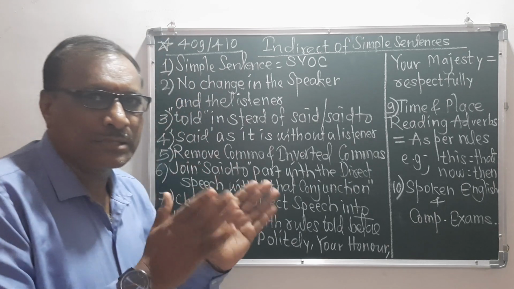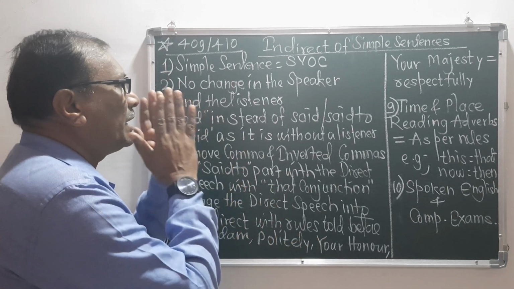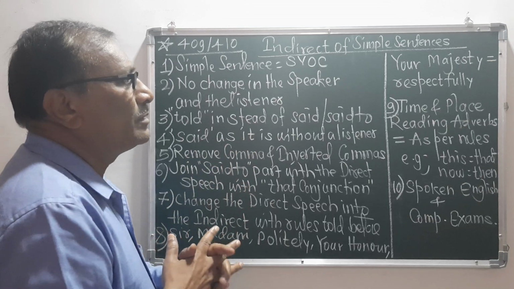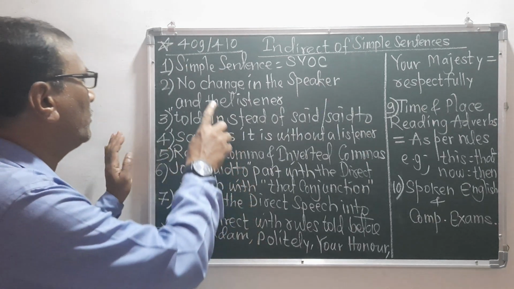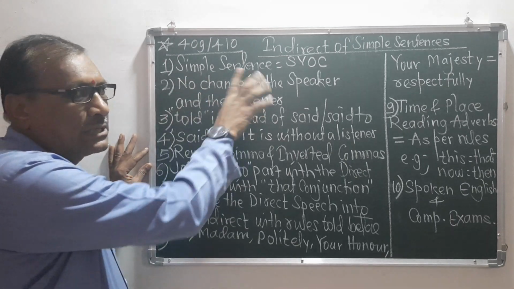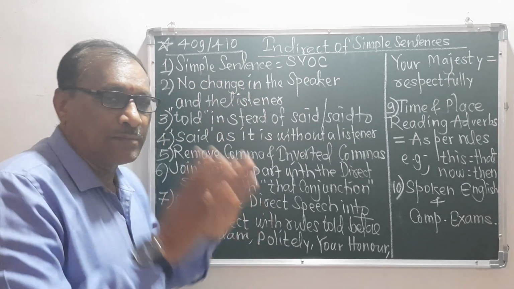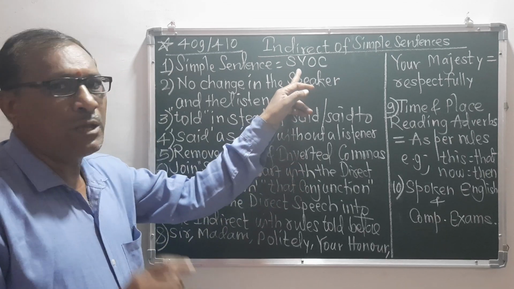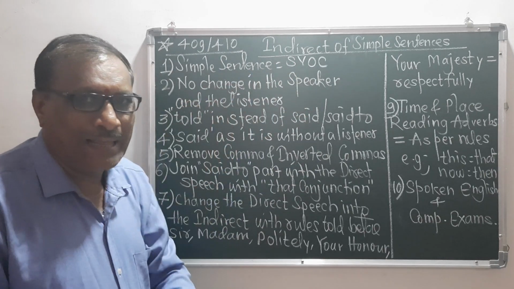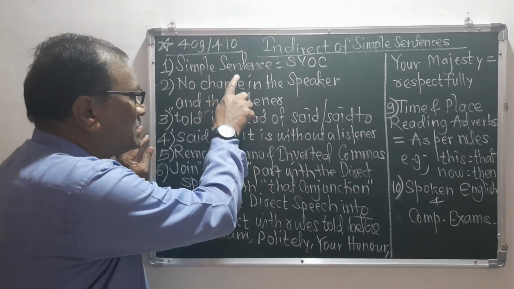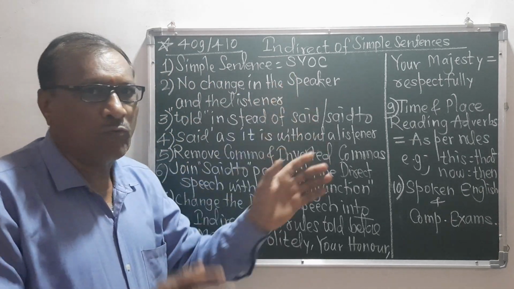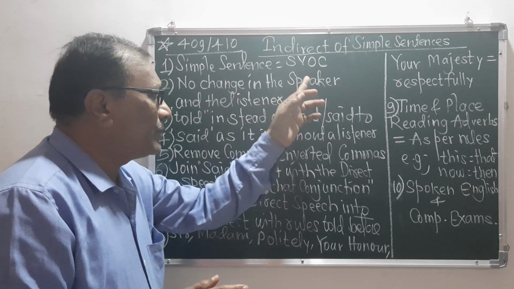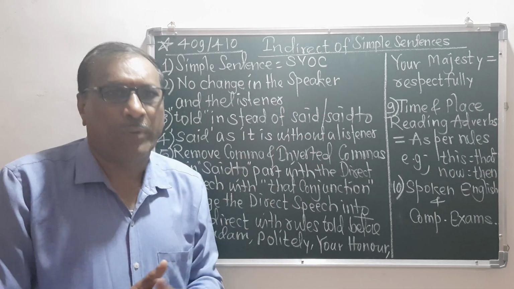Here today we are discussing the topic indirect speech of the simple sentences. At first I will tell you what a simple sentence is. Remember, the simple sentence means the SVOC pattern. It means that in the simple sentence there is the subject first, then the verb, then the object, and then the complement.